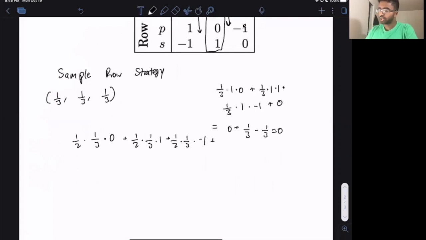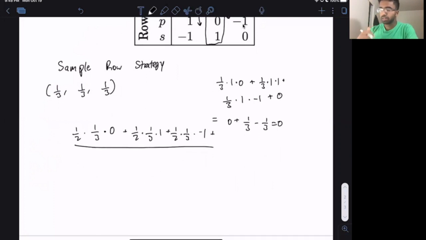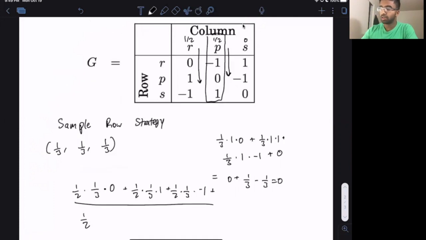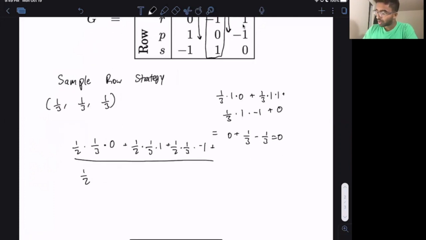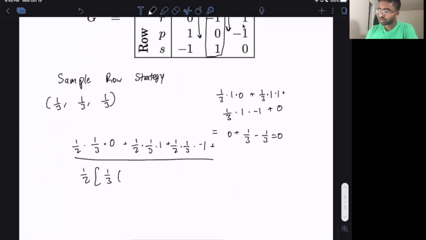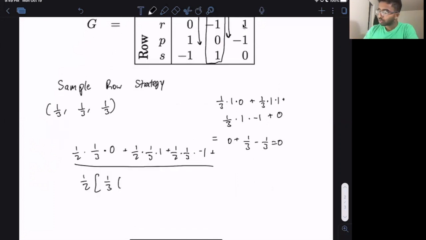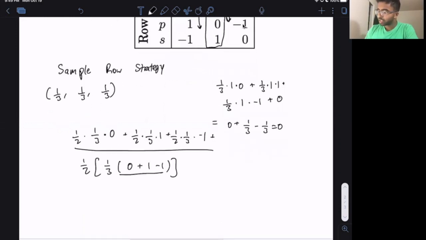Before I analyze the next column, let's just observe a small thing here, right? We can immediately factor out the 1/2, which is the probability that the column plays rock. We can also factor out a 1/3, because row plays rock, paper, and scissors each with 1/3 probability. So what we're left with is 0 plus 1 minus 1. This, as you'll see, simplifies out to 0, right?